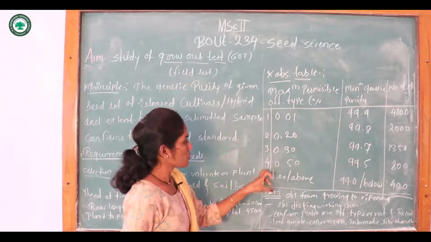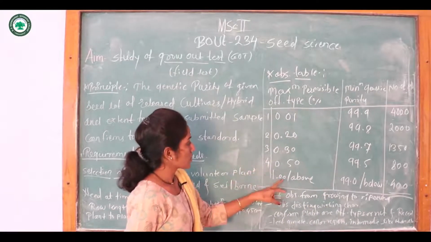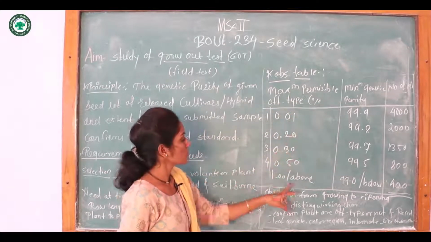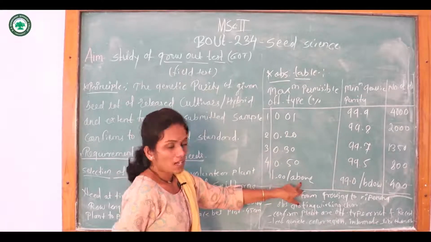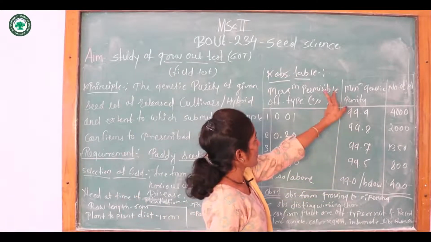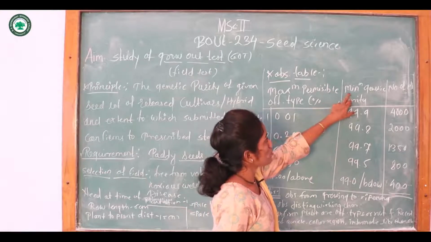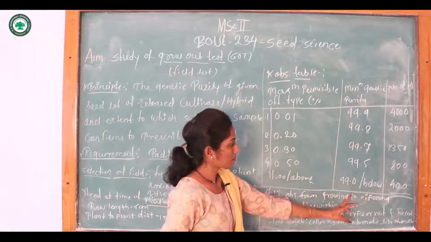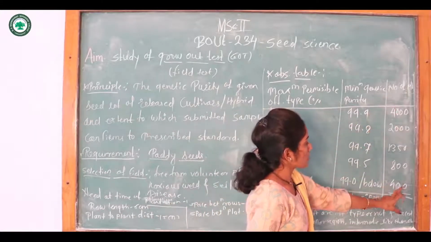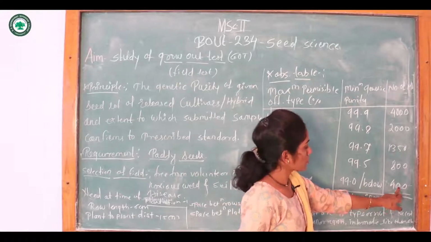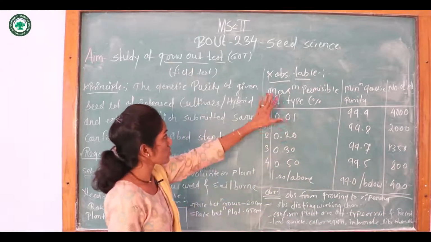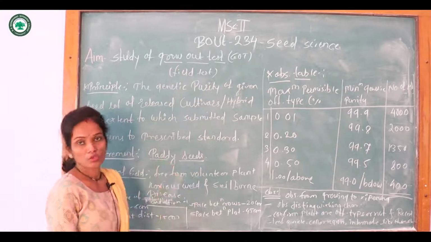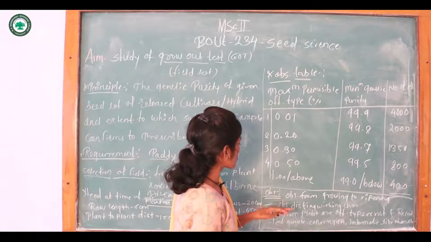Other than these 4 readings, if the maximum permissible off type of seeds or seedlings shows 1% or above, that shows a minimum genetic purity of 99.0 or below. Then the number of plants that are genetically pure should be 400. This is the observation table we should understand at the time of the field test, or grow out test.